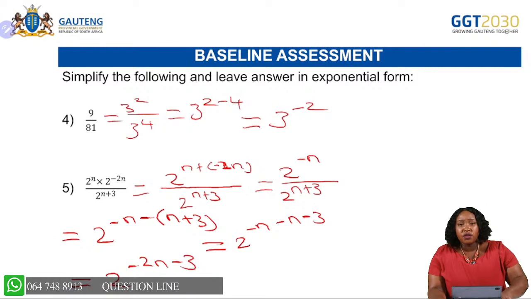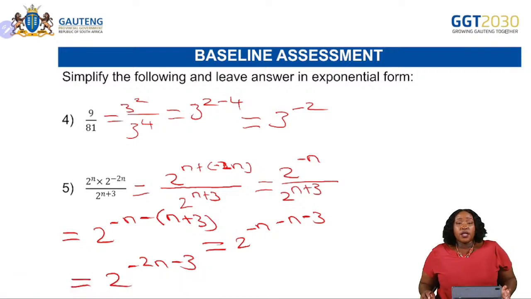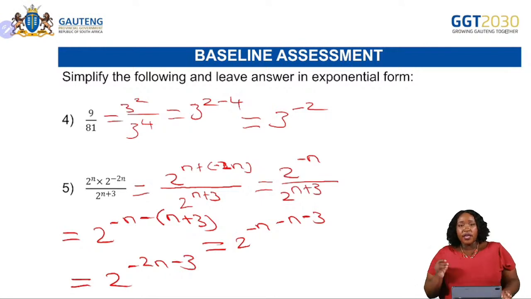So what did we do first? The first thing we did was to work with our numerator because our numerator had two terms that were being multiplied, and those were powers of the same base. So we applied our law and said, we are multiplying powers with the same base, and we added the exponents. Once we had added the exponents, we now had one term over one term. Then next, we are now dividing powers with the same base. So we subtracted the exponents. That's when we said negative n minus our bracket n plus 3.